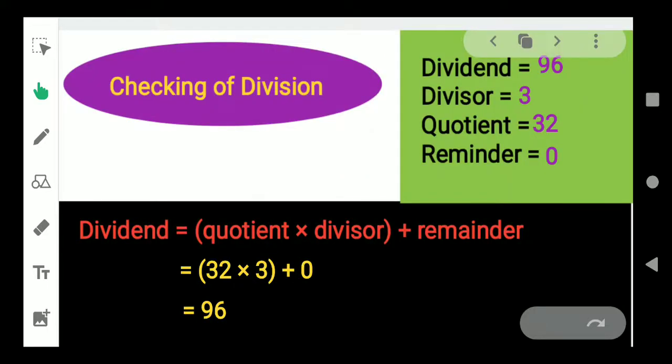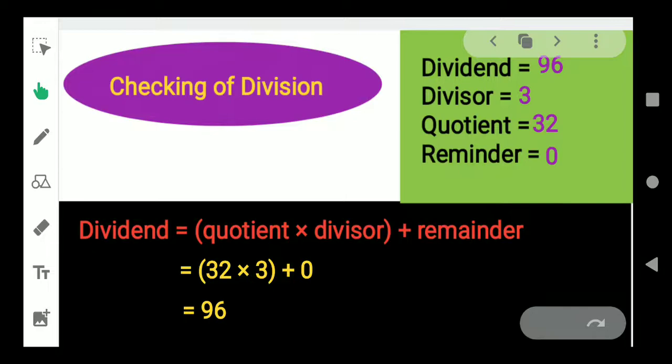Now, let's see how to check a division. For checking a division, the equation is: dividend is equal to quotient into divisor plus remainder. Don't forget it. What is the equation for checking division? Dividend is equal to quotient into divisor plus remainder.